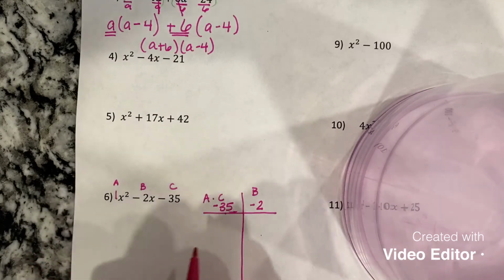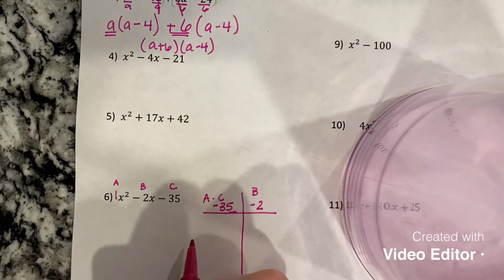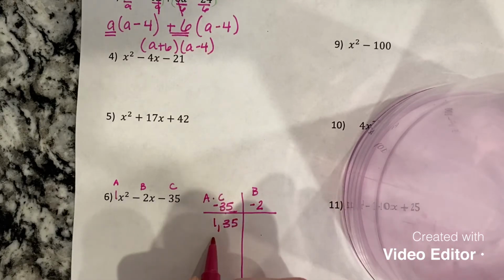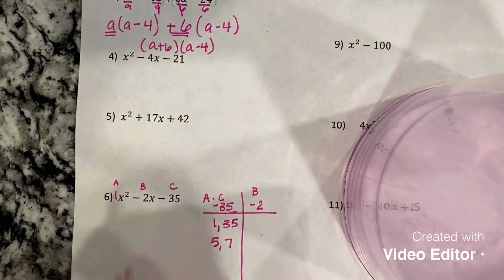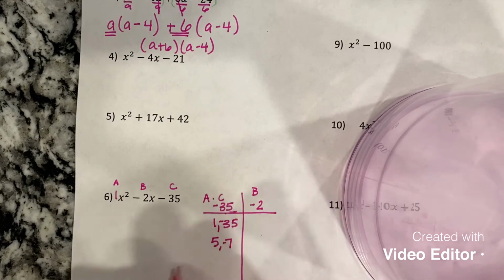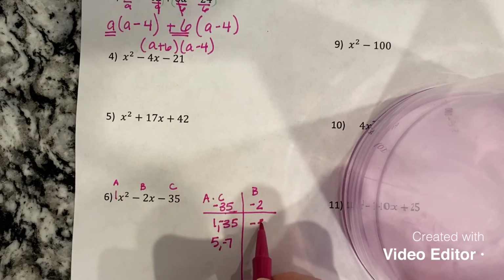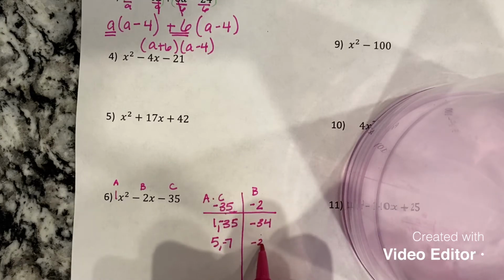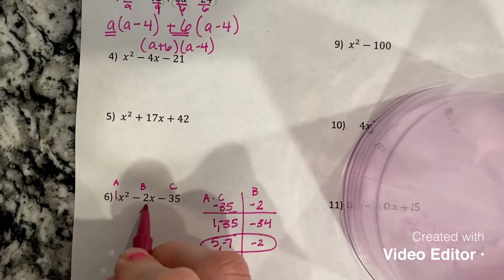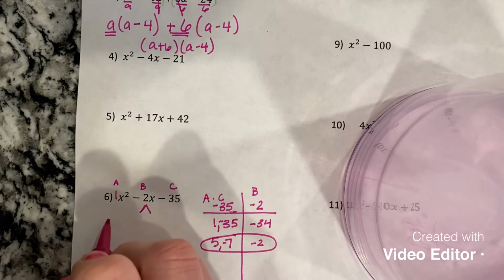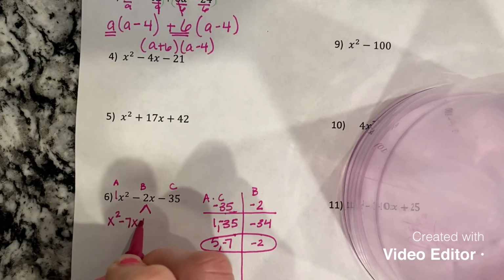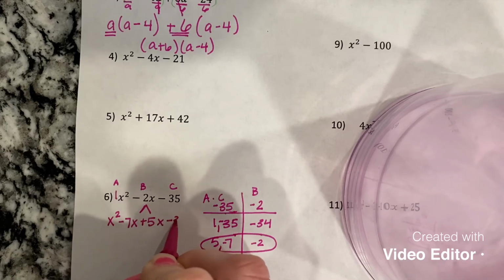So you think about multiples of 35. Thankfully, there's not many of them. You have 1 and 35, and you have 5 and 7. And like I just said, because this guy's negative, the bigger number is your negative number. So then you add those 2 together. So this one becomes negative 34. This one becomes negative 2, which makes him our winner. This guy gets separated. So you get x squared minus 7x plus 5x minus 35.